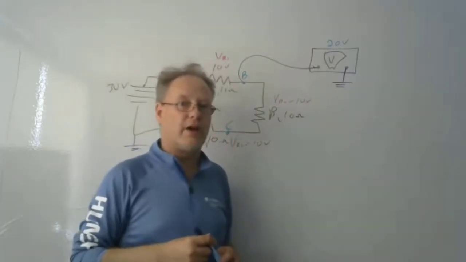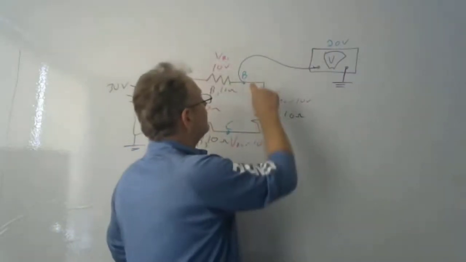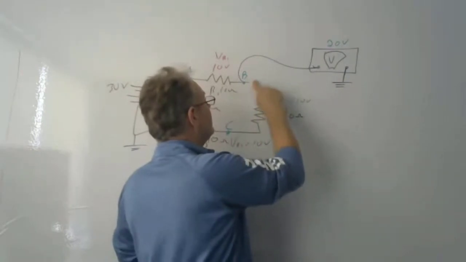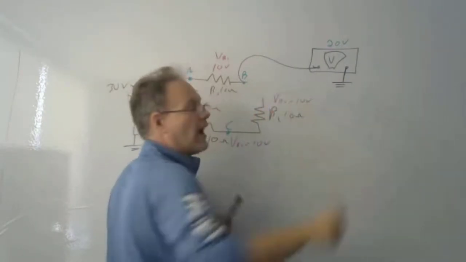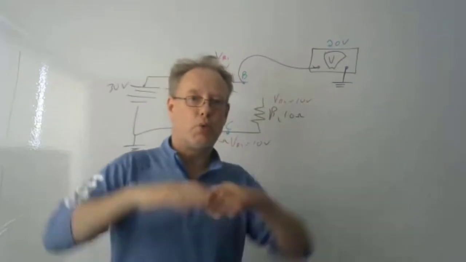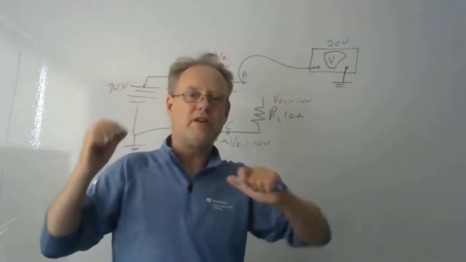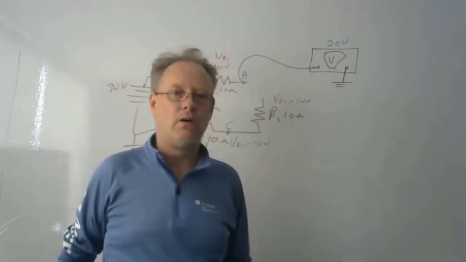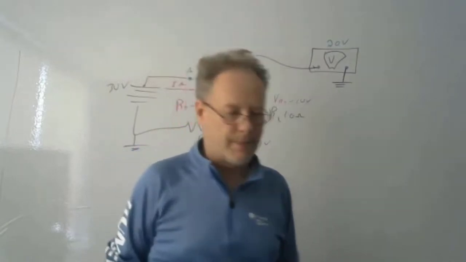Now, I need to mess with you guys. Watch this, right? I just broke the circuit. What does the DMM read now? Any thoughts? Let me see what you guys have to say. This is actually really interesting. Okay, so I got 0 volts, 0 volts, 0 volts. Anybody else got anything else to say other than 0 volts?